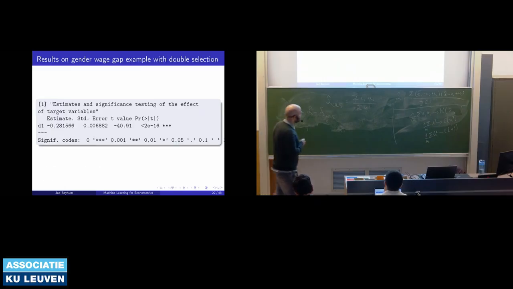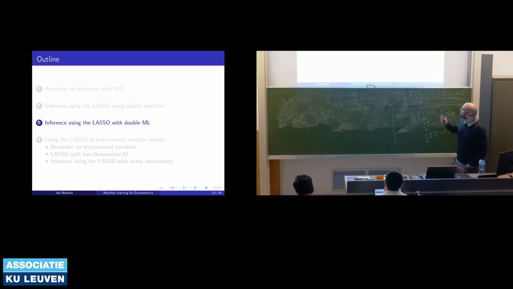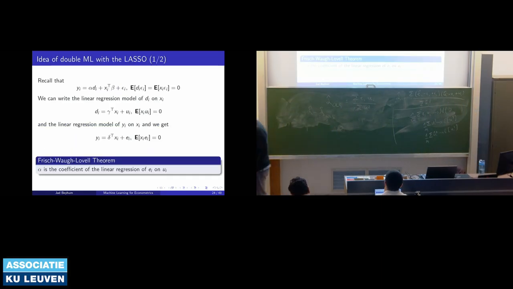Okay, and then we run this estimation, and we found a gender wage gap of around 30%. Then you have this other approach called double ML, and all this approach is based on the Frisch-Waugh-Lovell theorem. The Frisch-Waugh-Lovell theorem just tells you that alpha is the best fitting line between E_i and U_i, where E_i is the part of Y not explained by X linearly, and U_i is the part of D not explained by X linearly. So that gives you a natural estimation procedure.